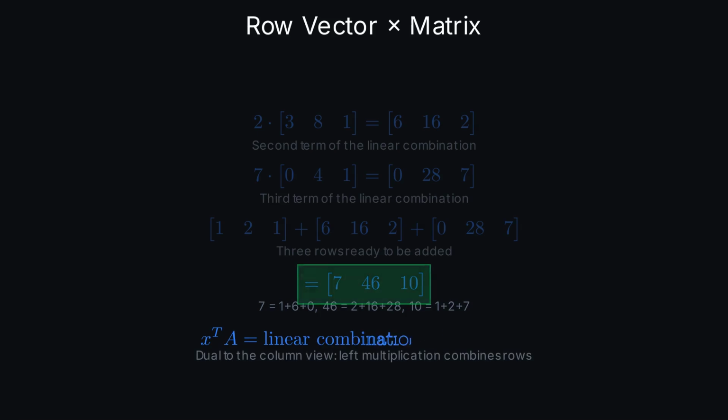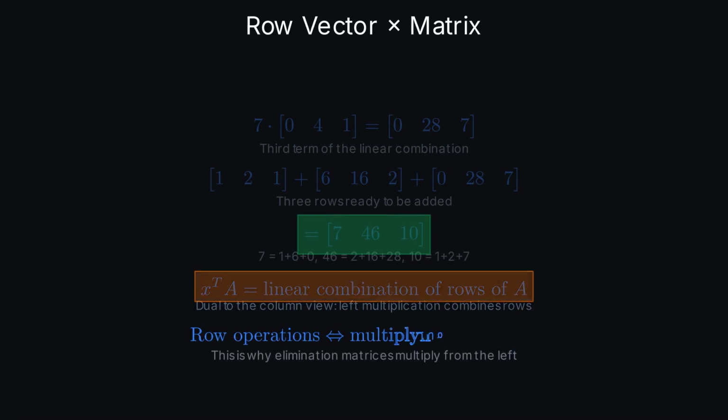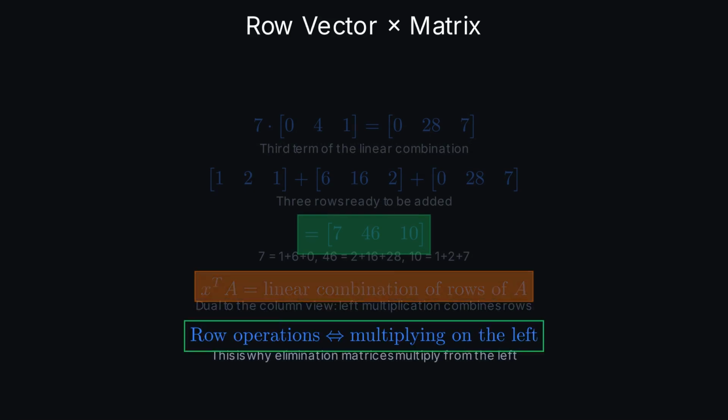Here is the key principle. A row vector times a matrix is a linear combination of the matrix rows. This is the side that matters for elimination. Row operations come from multiplying on the left.